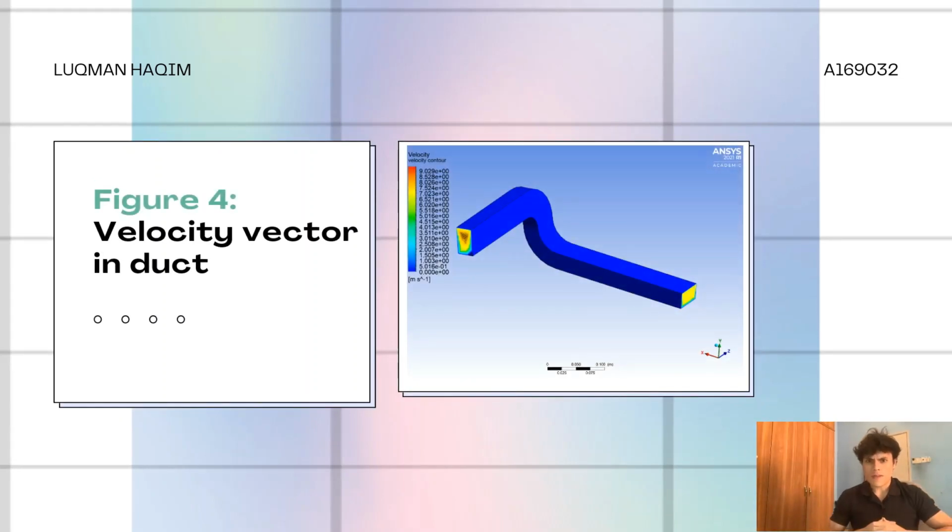So now we will be discussing the final figure, which is figure 4. For figure 4, we will be looking at the velocity vector inside the duct. The velocity vector at the inlet is overall higher compared to the velocity vector for the outlet part of the duct. We could also see that the velocity vector at the duct wall is 0.